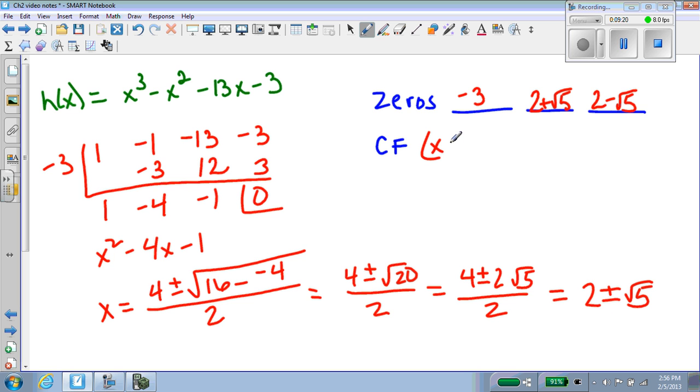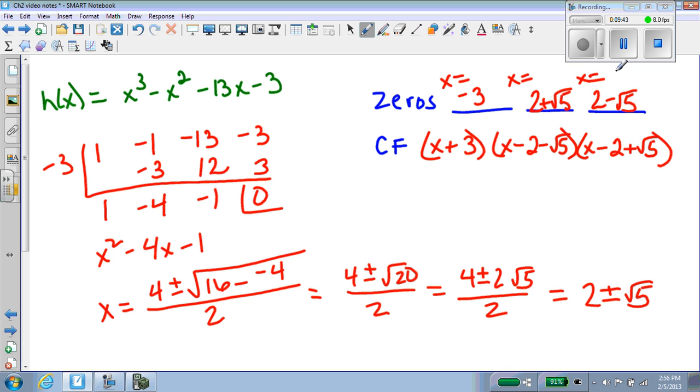So x plus 3, x minus 2 minus root 5, and x minus 2 plus root 5. See these as x equals, and then I move it over. X equals, so I subtract the 2, I subtract the root 5, I subtract the 2, I add the root 5. So if I multiplied all this back out, I would get that. So those are our first three examples.